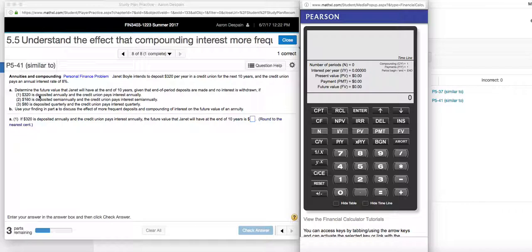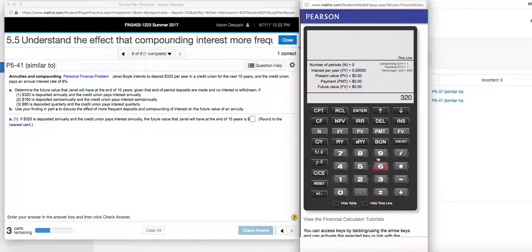So this is multiple deposits, so this is an annuity. So $320 would be our payment, not our present value. If this was a one-time deposit, this would be a present value, but being that we're going to have multiple deposits of the same dollar amount, then this is a classic annuity problem. So $320 is going to be our payment.